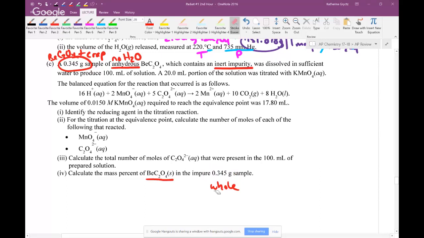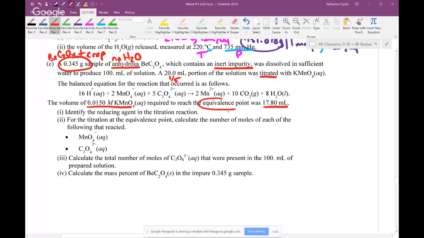Okay. All right. So it says it was dissolved in sufficient water to produce 100 milliliters of solution. And then a 20 milliliter portion of the solution was titrated with KMnO4. And that just means we're going to do a reaction between the two and you're going to control it. So we're only taking a fifth of the whole solution here. Just a tiny portion. It gives you a balanced equation. It says the volume of 0.015 molar KMnO4 required to reach the equivalence point was 17.8 milliliters.